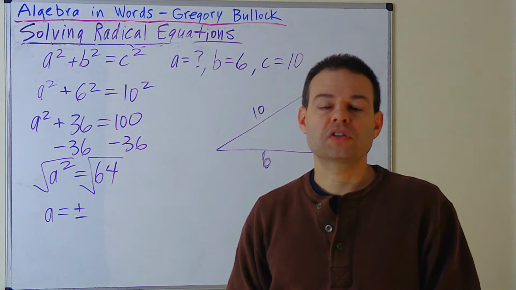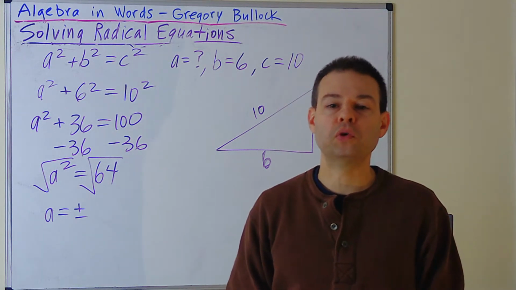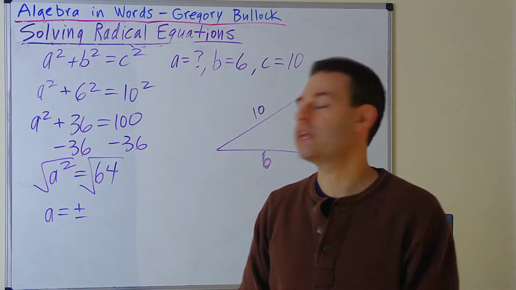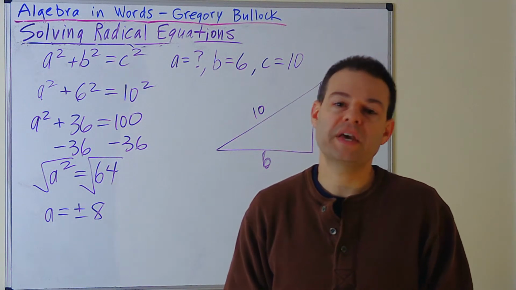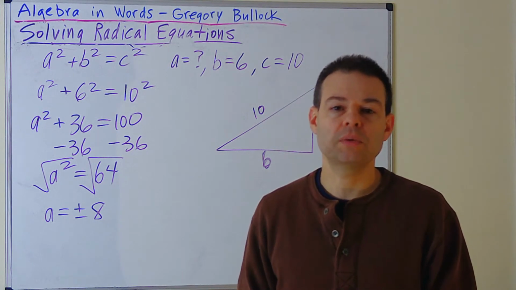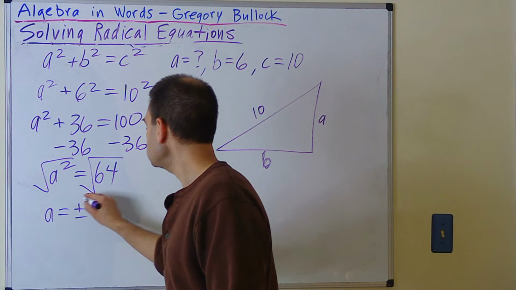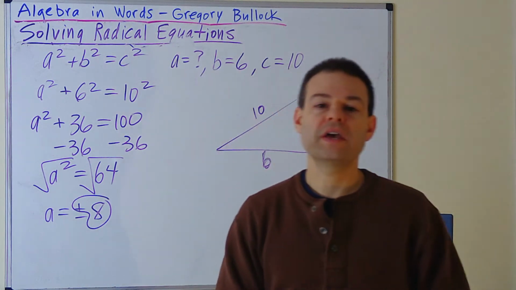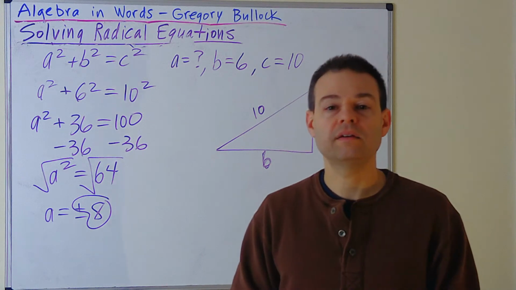The square root of 64 happens to be a perfect square. The square root of 64, we would normally say is plus or minus 8. But since we're dealing with real space, we can't have a negative length, so we're going to keep the positive only number. So the answer for this is a equals 8.